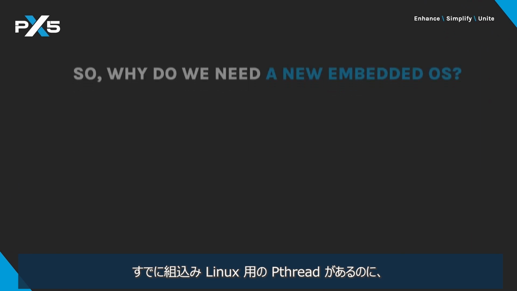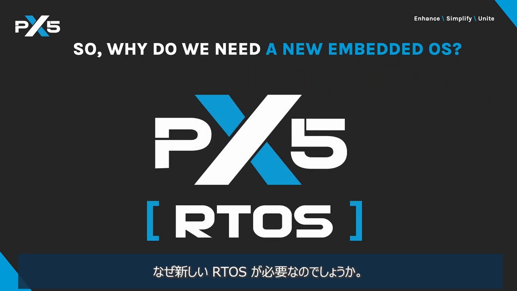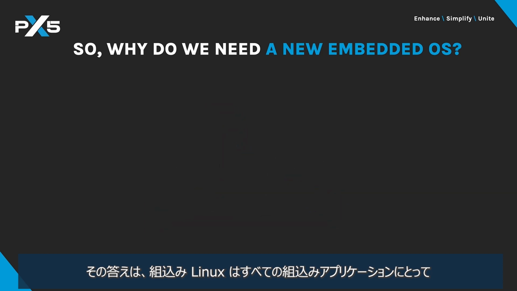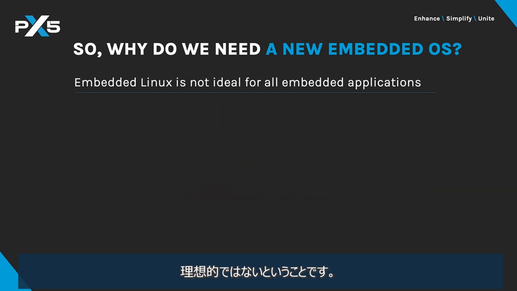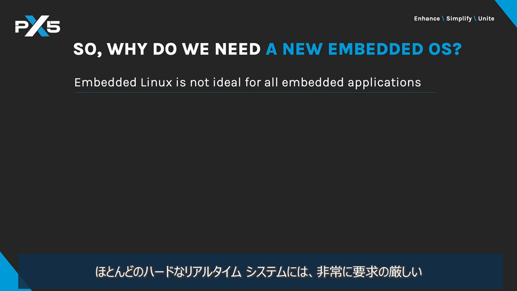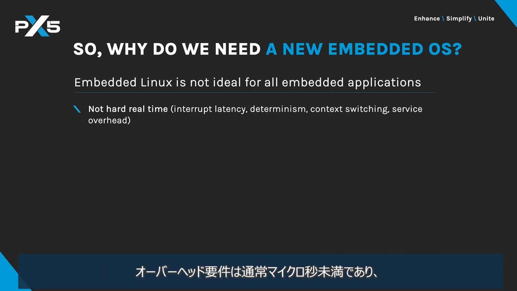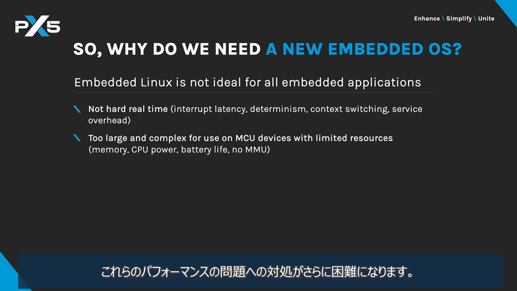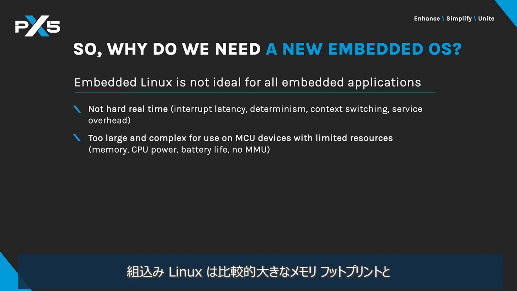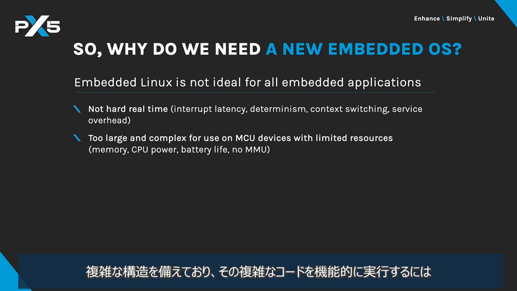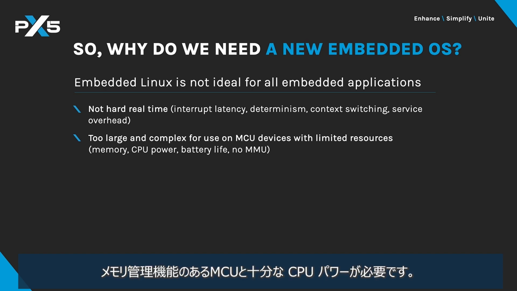Yes, why do we need a new RTOS if we already have pthreads for embedded Linux? The answer is that embedded Linux is just not ideal for all embedded applications. Most critically, hard real-time systems have very demanding interrupt response, context switching, and service call overhead requirements, usually sub-microsecond, and the faster, the better. On top of that, and making those performance issues even more difficult to address, embedded Linux has a relatively large memory footprint and a complex structure that requires MCU memory management hardware and ample CPU power to get through that complex code.